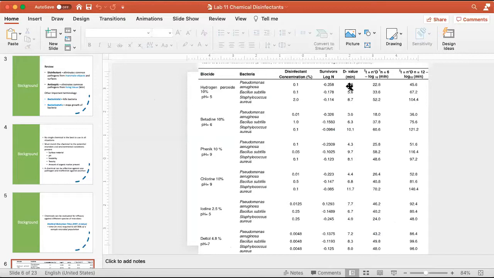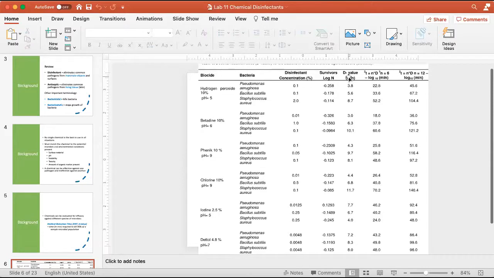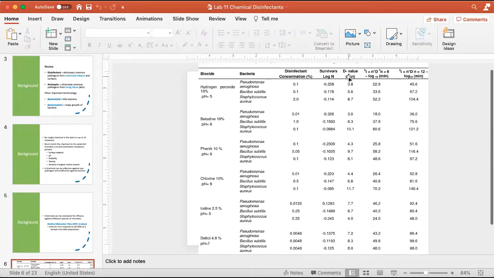This is the D value. This is the DRT. This is the time in minutes that it takes this chemical to kill 90% of the cells in a particular sample in the laboratory. So take a look at the first one, hydrogen peroxide at 10%. Hydrogen peroxide, as we've said in here, is toxic. It's toxic to living cells.